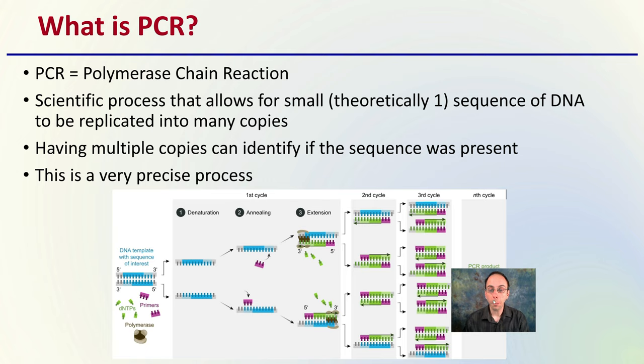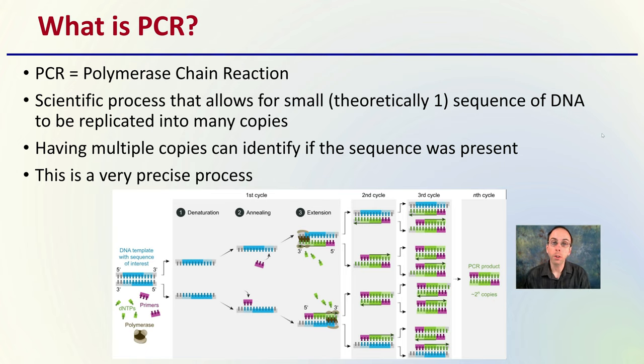So first off, using PCR was a very common genetic tool. So you hear this term tossed around quite a bit. Well, what is PCR? Well, it stands for Polymerase Chain Reaction. And this is a scientific process that allows for small, theoretically one sequence of DNA to be replicated to many copies. Because a lot of times you're only dealing with a very small amount of DNA. Well, this is a way to generate multiple copies to help identify if the sequence is present in that original sample. This is used quite a bit because it's a very precise process and therefore can be really great at being able to pinpoint very specific genetic sequences that a scientific investigator might be looking for.